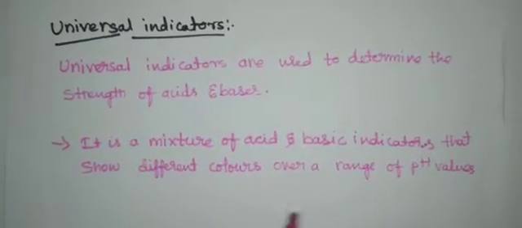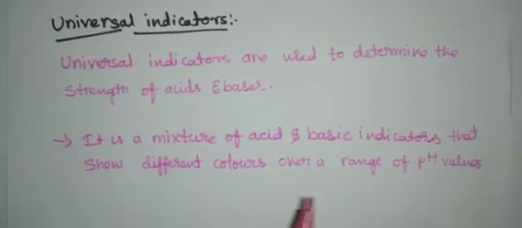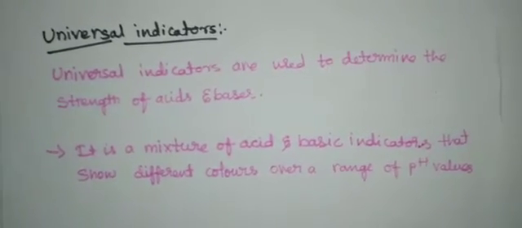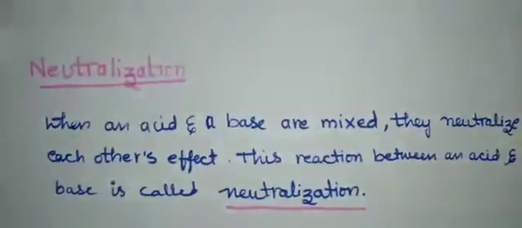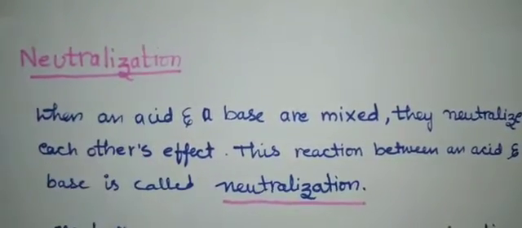Here they show different colors or a range of pH values. This is about universal indicators. Next we'll learn about neutralization.